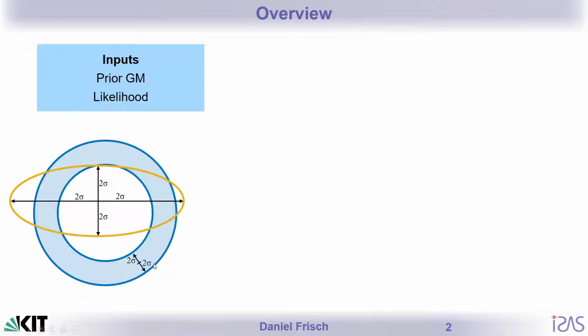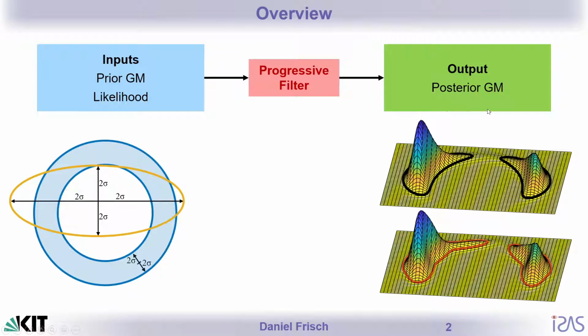It could be any kind of noise as long as we can state a numeric function handle of the likelihood function that can be evaluated anywhere during runtime. And our method now transforms these inputs into a Gaussian mixture approximation of the posterior density. Here this would be the ground truth, obtained by multiplying these 2 functions, and this is our Gaussian mixture approximation.